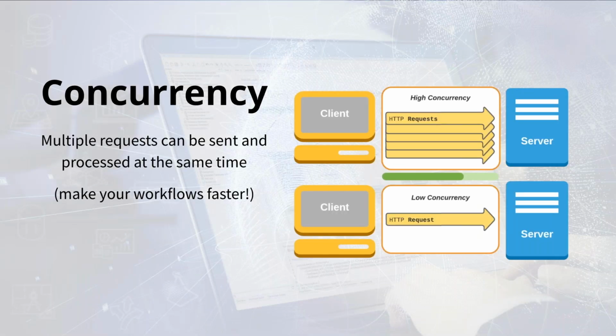Next, I'm excited to introduce the concurrency setting. If you're using HTTPCaller and not thinking about concurrency, you might not be fully optimizing your workflows. Concurrency is when multiple requests are sent and processed simultaneously. In our high concurrency example up top, there's several requests being sent all at once. In the bottom low concurrency diagram, there's only one request being sent over that same period. So we can assume that the top workflow would be much faster.